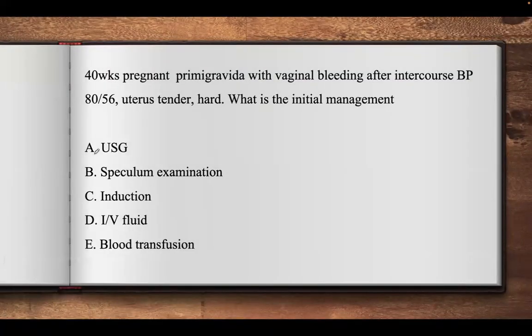Okay. So this is a 40 weeks pregnant lady, primigravida, with vaginal bleeding after intercourse. The BP is 80 by 56. Uterus is tender, hard. What is the initial management for that lady? Options: ultrasound, speculum examination, induction, IV fluids, blood transfusion. So they're asking about the initial management for that lady.